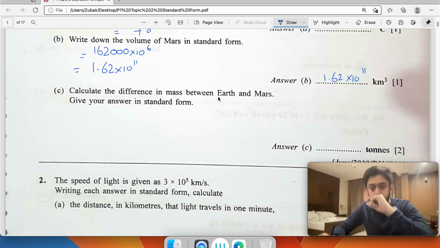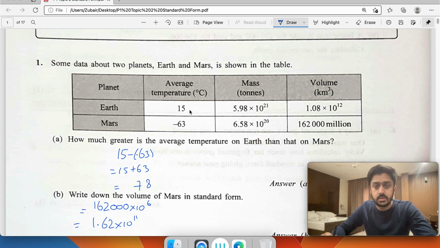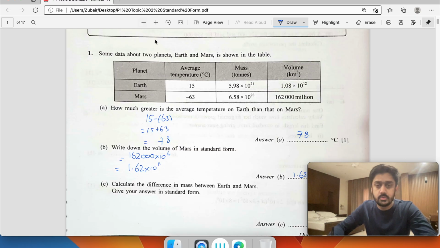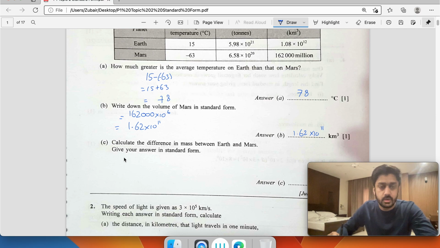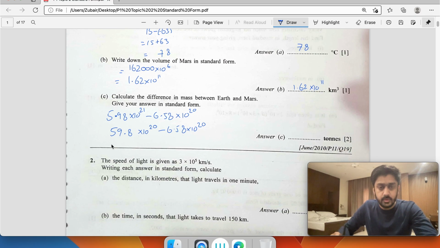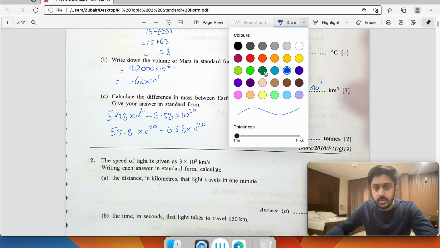Calculate the difference in masses between Earth and Mars. Give your answer in standard form. So this is Earth and Mars, copying these values. This value is larger as the power is greater. So 5.98 times 10 raised to power 21 minus 6.58 times 10 raised to power 20. So making the power the same, this becomes 59.8 times 10 power 20 minus 6.58 times 10 power 20. The power is the same, so you have to take away these numbers.